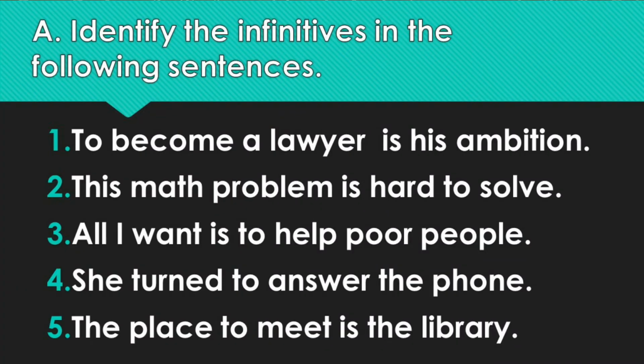Okay, time's up. So now let us check your answers for the first part. Number 1, to become a lawyer is his ambition. The infinitive in our sentence is to become. Very good. Number 2, this math problem is hard to solve. The infinitive in our sentence is to solve. Number 3, all I want is to help poor people. The infinitive in our sentence is to help.